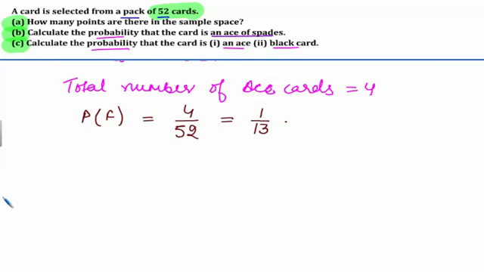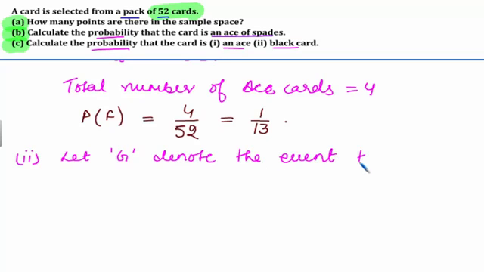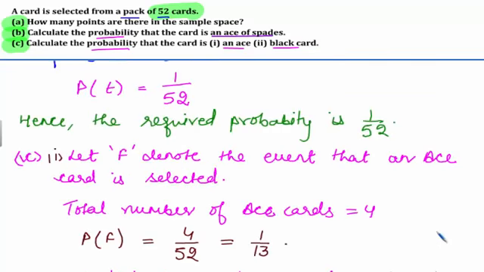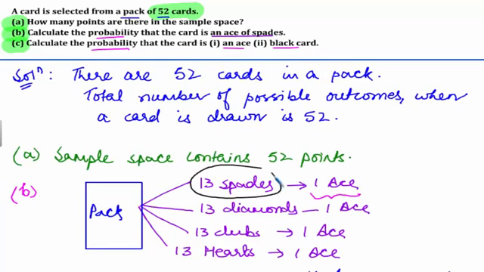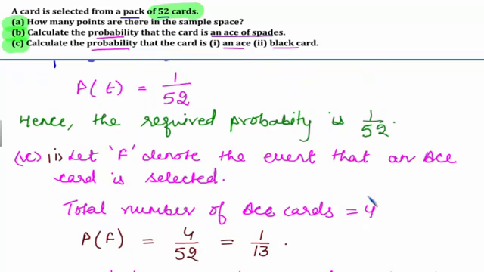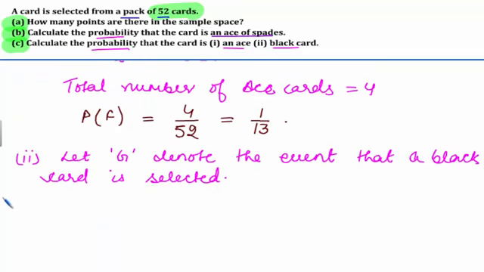Now let us find the probability that a black card is drawn. So let G denote the event that a black card is drawn. Now, from the pack of cards, we know that the spade cards are black in color and the club cards are black in color. Therefore, in all there are 26 cards which are black in color.